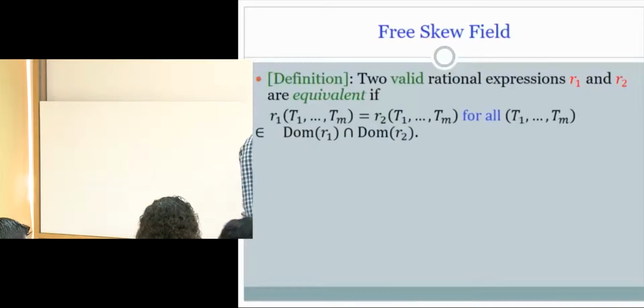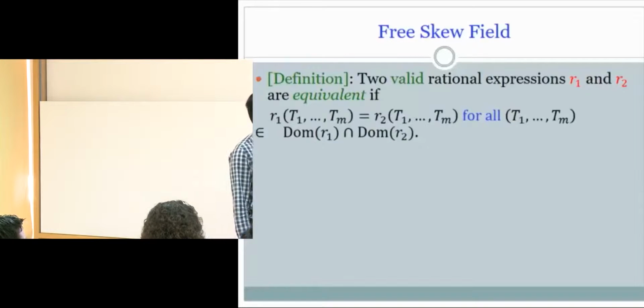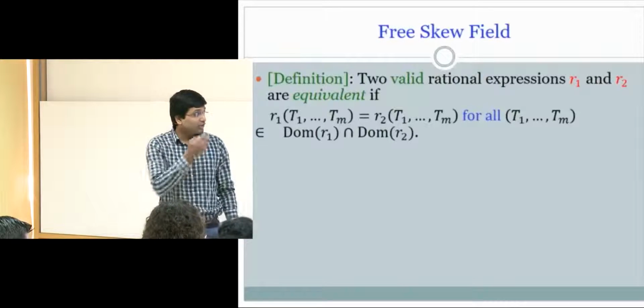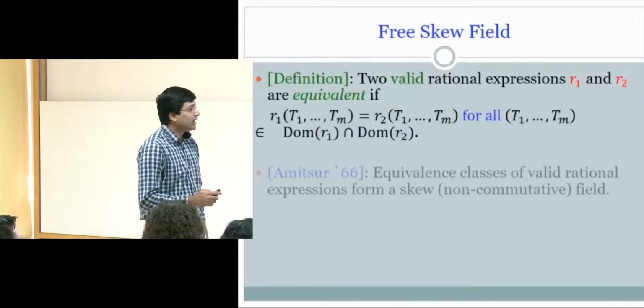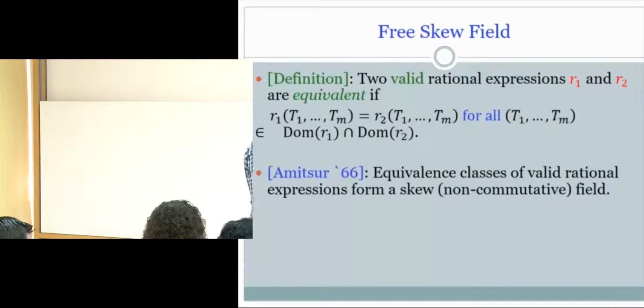Now, what is the definition for two valid rational expressions to be equivalent? As Ketan already pointed out, they are equivalent if, when the expressions are evaluated on tuples of matrices which lie in the intersection of their domains, the results come out the same. That is, R1 of T1 to Tm equals R2 of T1 to Tm for all tuples of matrices in the intersection of the domains of these rational expressions. This is the definition of two rational expressions being equivalent. And what Amitsur proved was that if you consider the equivalence classes of this relation, then that forms a non-commutative field.